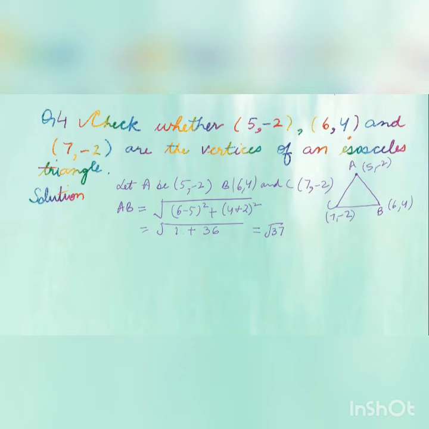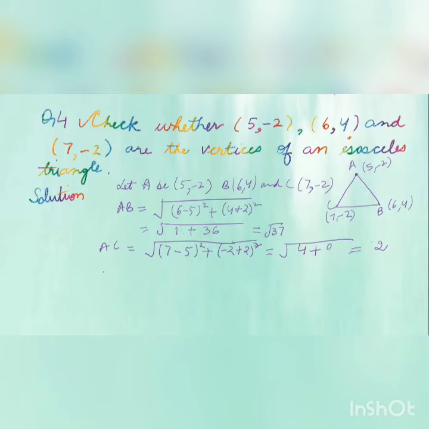Now after this find AC. AC is 7 minus 5 square plus minus 2 minus minus 2, that is plus 2, square. 7 minus 5 is 2, 2 square is 4. So 4 plus minus 2 plus 2 is 0. So it will be under root 4, which is 2.